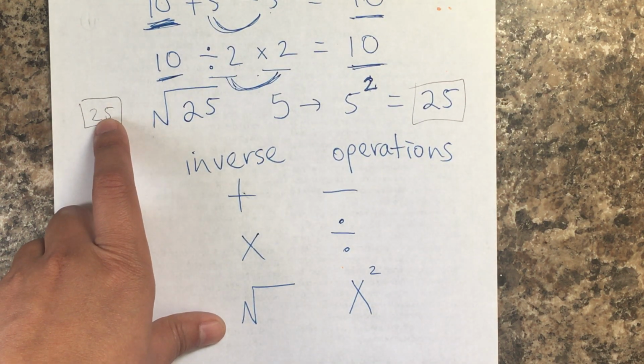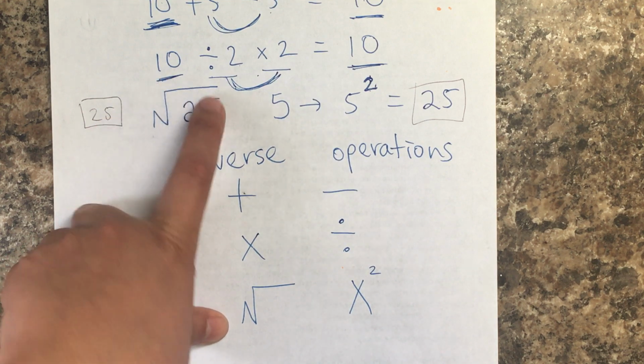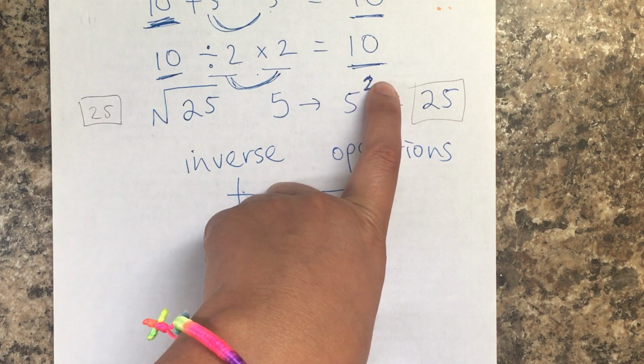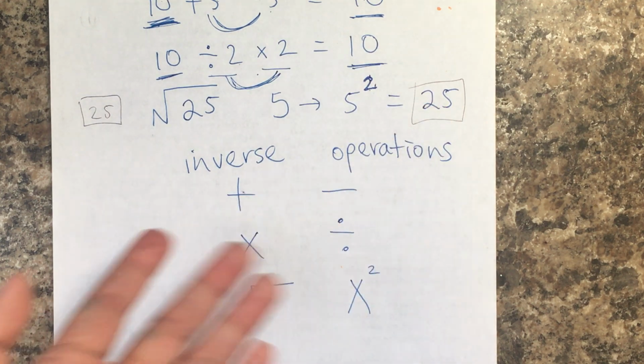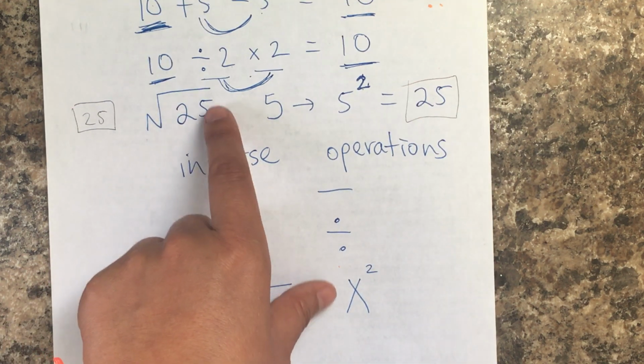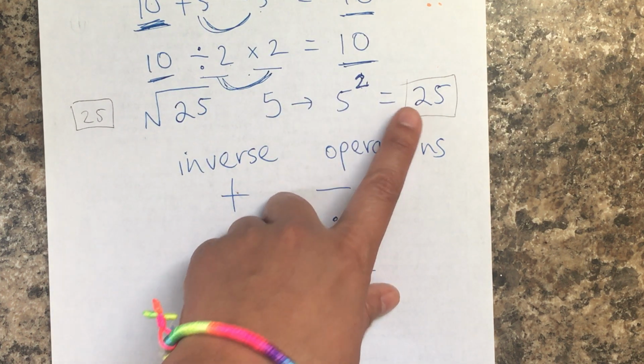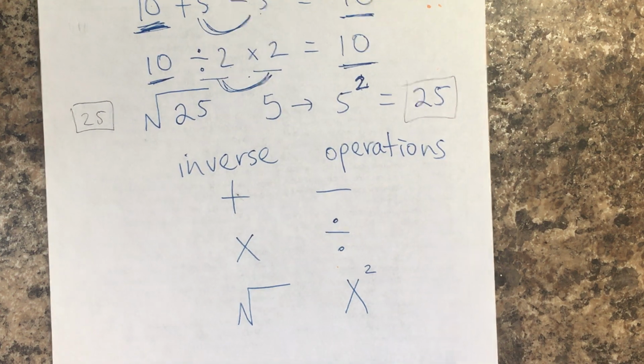Finally, if you start with 25, you take the square root of 25, you get 5. But then if you have 5 and square that, you go back to 25. Again, taking the square root of something and raising to the second power, you go back to the answer. Okay, so they cancel each other. Okay, so let me begin with multiplication of complex numbers.